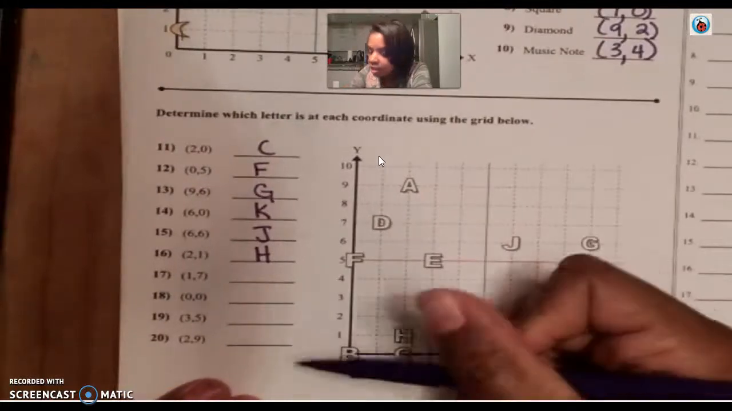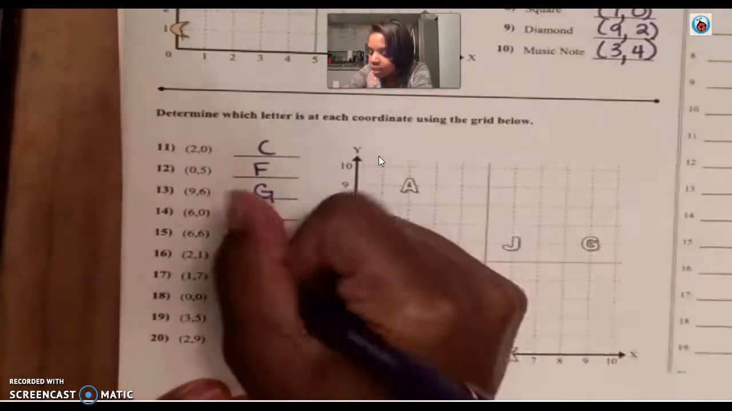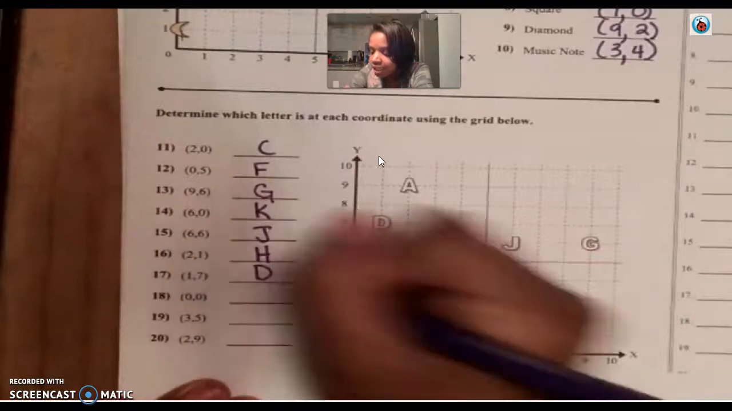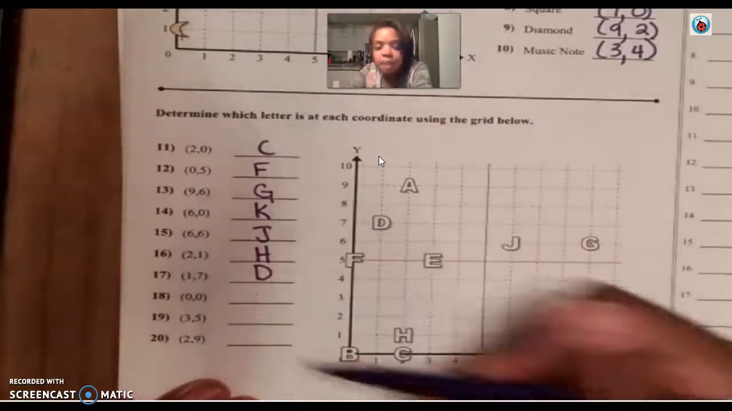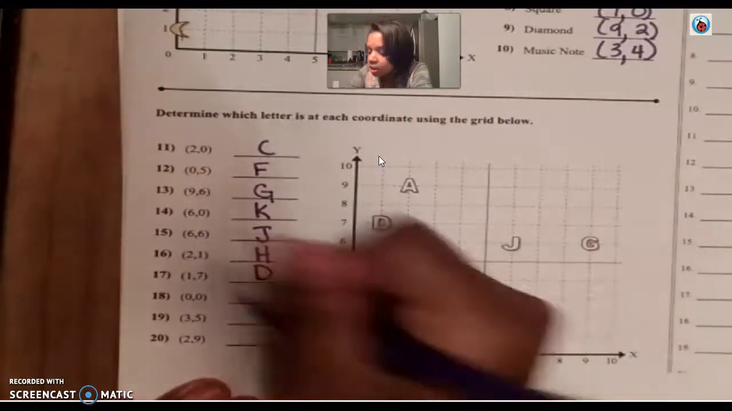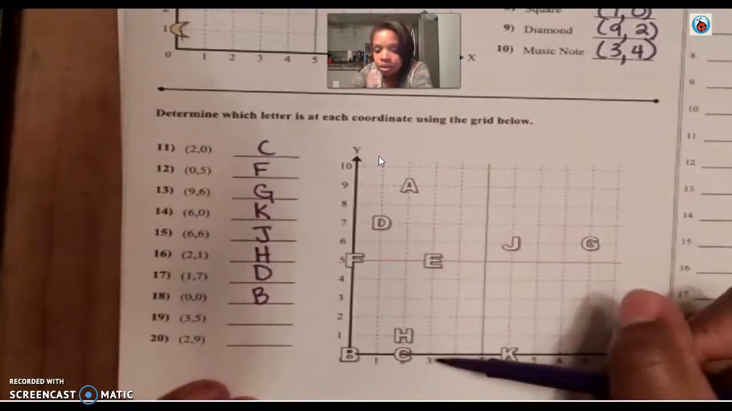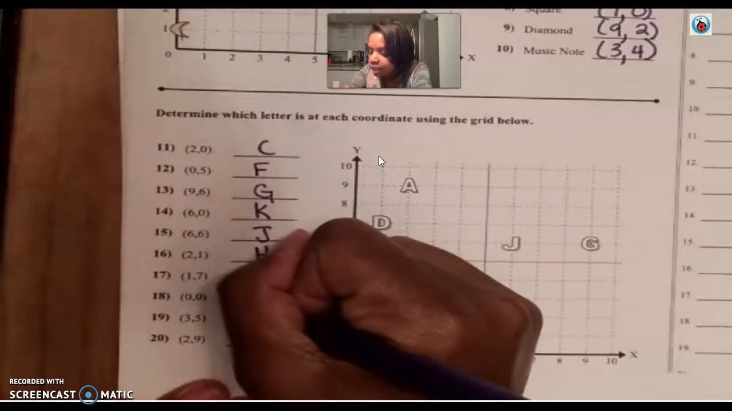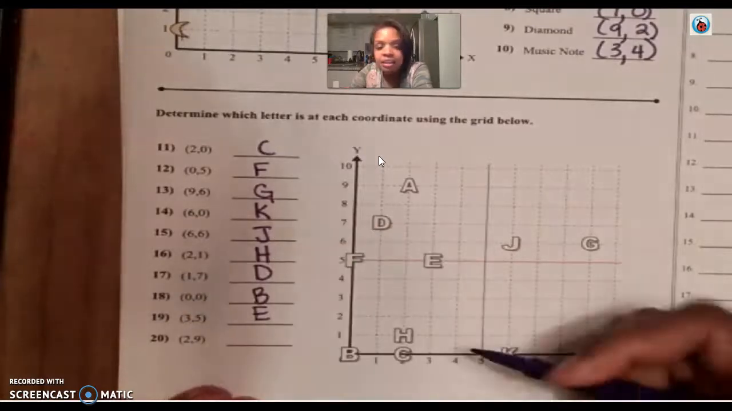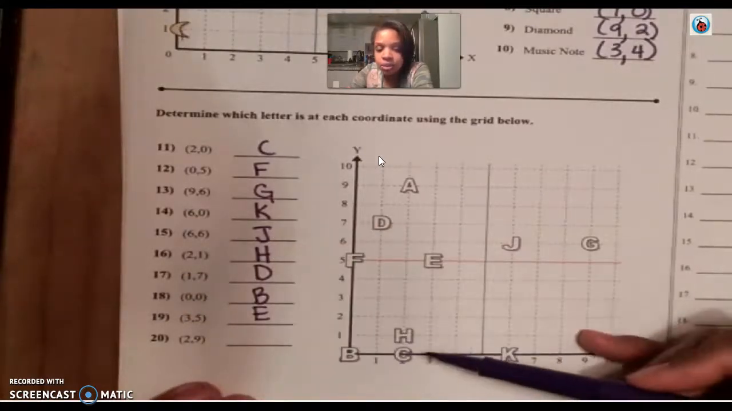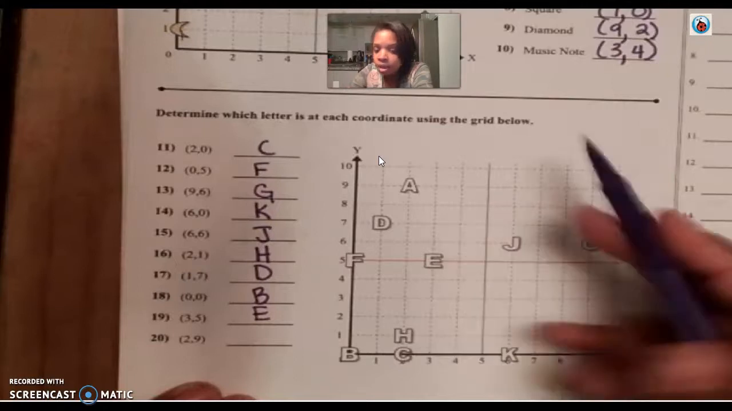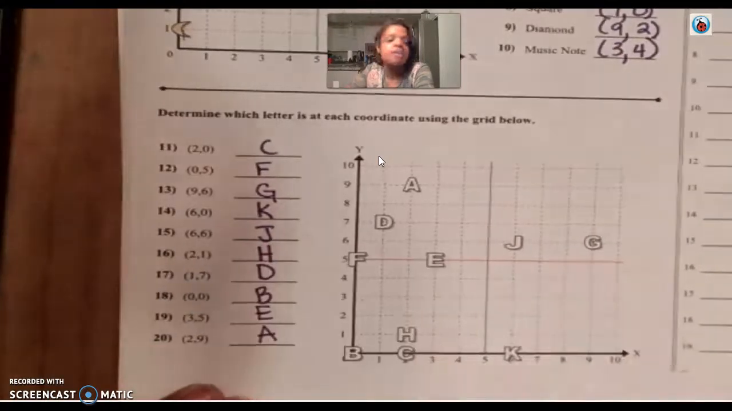1, 7, I would go over 1 and up 7, so that would be the letter D. And for 0, 0, that's at our origin, so that is B. 3, 5, I slide over 3 and up 5, that would be the letter E. And then the last one for 20 is 2, 9, so I go over 2 and up 9, and that would be the letter A.